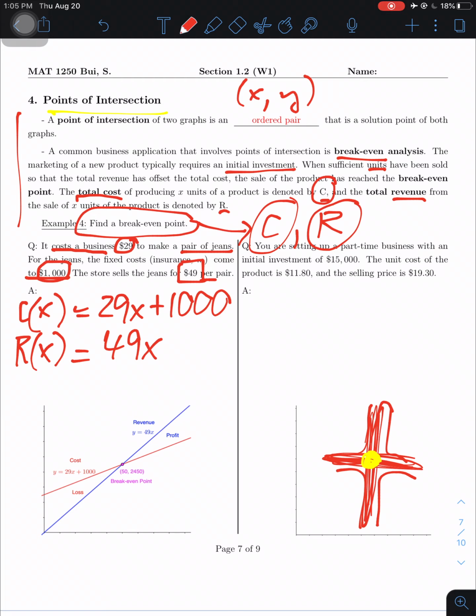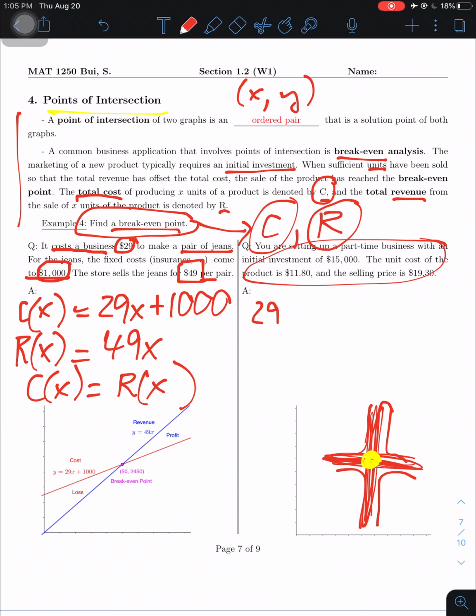Awesome. So break-even point means you don't lose your money, right? You pay an amount of money and you want to get at least zero loss. That means the cost and the revenue should be equal to each other. With that said, I'm going to set them equal to each other. Let me use the space in here because this will be your work. So we get 29x plus 1,000 equals 49x.